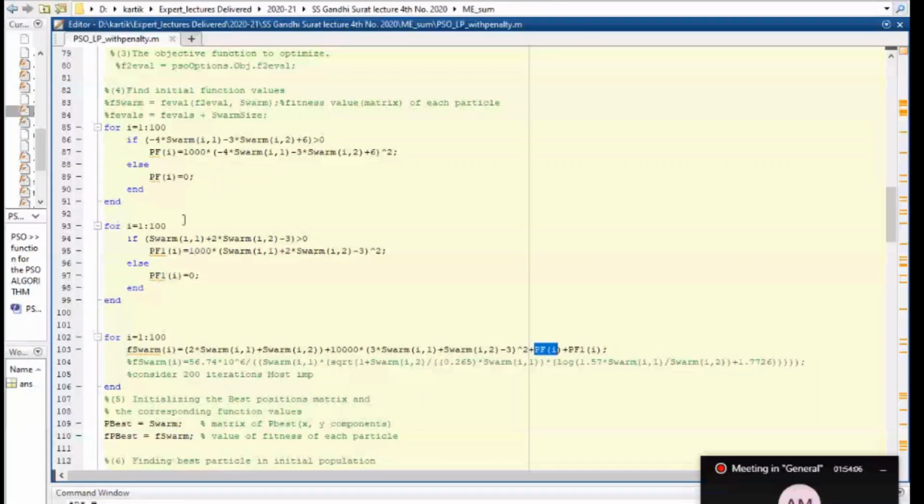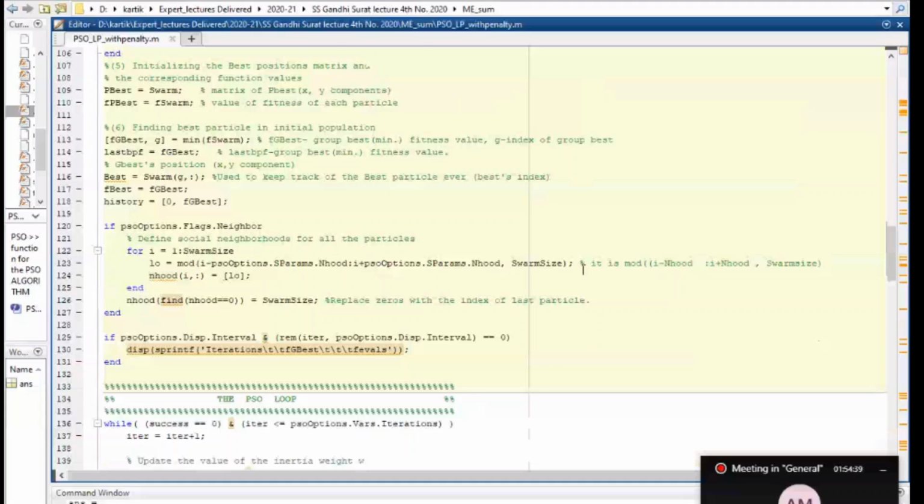This is the second inequality constraint. If x1 plus 2x2 minus 3 is greater than 0, then penalty function 1 is 1000 into x1 plus 2x2 minus 3 whole square. Else, no constraint violation, so penalty is 0, right? So both these constraints are added in the objective function. This is corresponding to the inequality constraint, this is corresponding to the equality constraint, and this is the original objective function. Okay, so now let us run this sum.